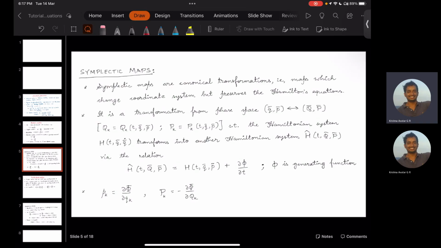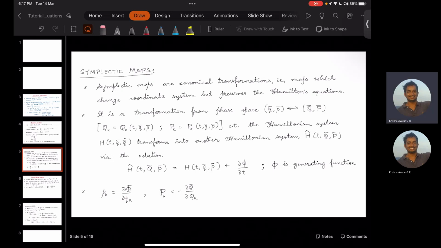Now let me talk about symplectic maps. So symplectic maps are canonical transformations. So what are canonical transformations? Canonical transformations are maps which change coordinate system.